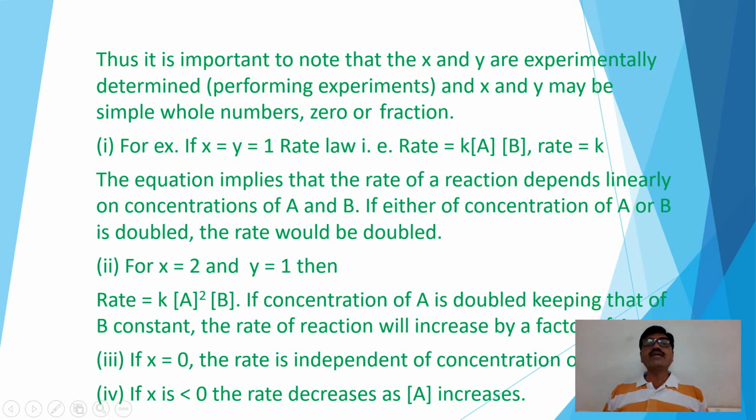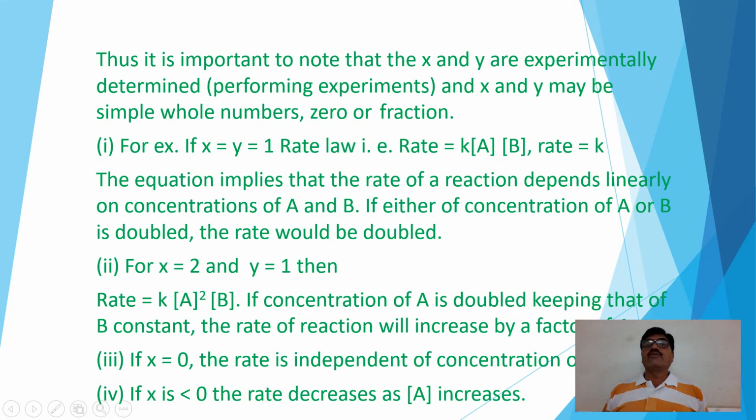So if the value of x and y is equal to 1, at that time the rate depends linearly on the molar concentrations of these reactants. Now see, the molar concentrations of A and B are at unity. They are at unity. So that's why the rate is equal to K, the proportionality constant. See here, so this is called the rate constant.